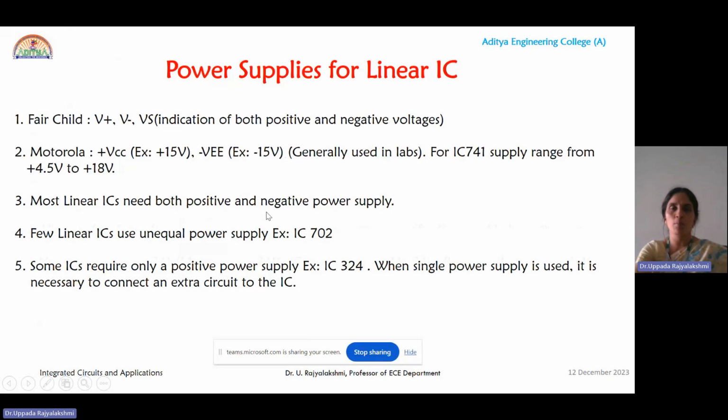Generally, it needs positive and negative supplies, but sometimes the magnitudes may be different. The best example is IC702. Some ICs need only a positive power supply, and that example is IC324. But whenever a single power supply is used, it is necessary to connect an extra circuit to the IC.